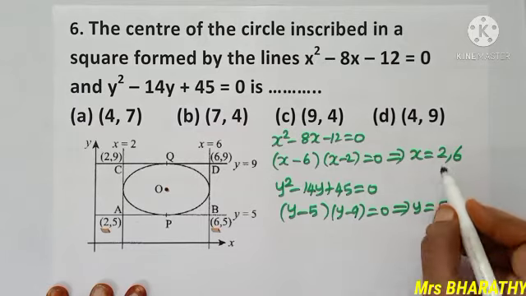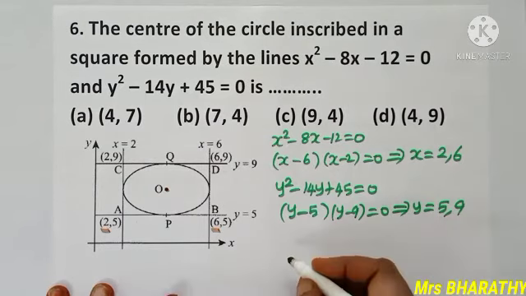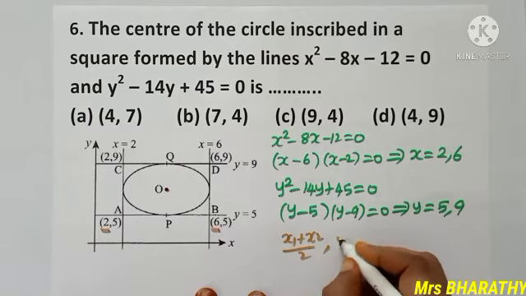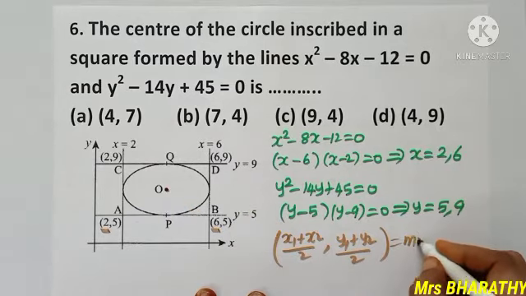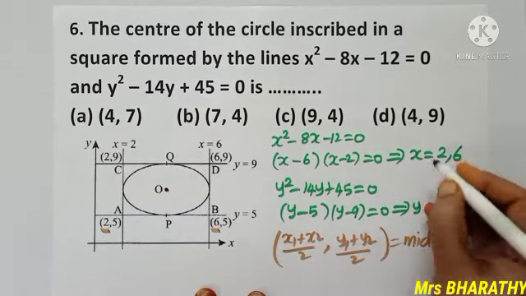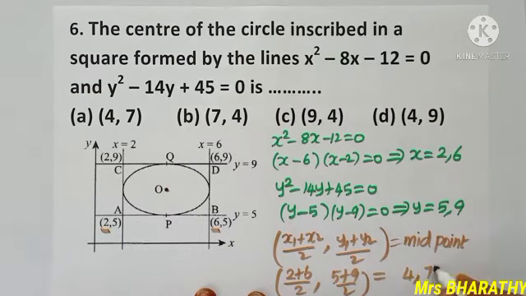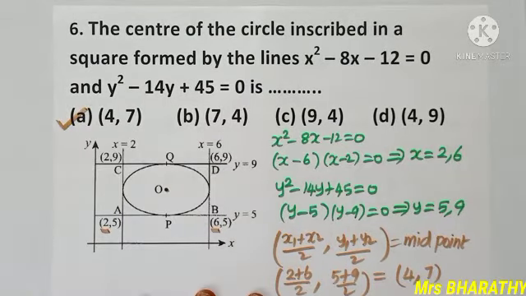Center is nothing but the midpoint of these two. So how do I find it? The center will be (x1 plus x2) by 2, (y1 plus y2) by 2, the midpoint I can say. Here x1, x2 are 2 and 6, y1, y2 are 5 and 9. So I get (2 plus 6) by 2, (5 plus 9) by 2. So my answer is (4, 7). Out of the 4, option A is the right option.